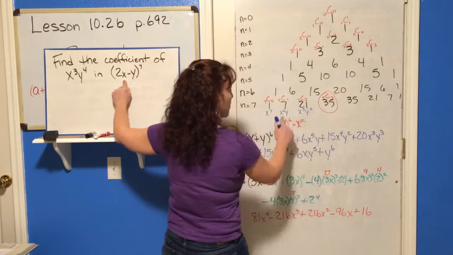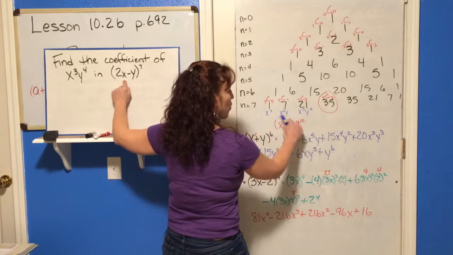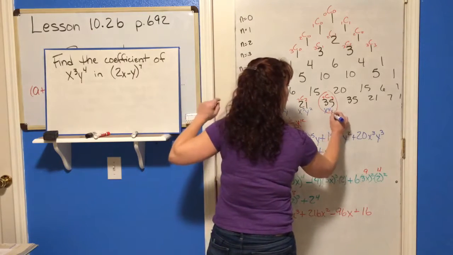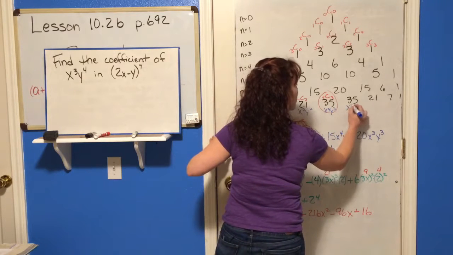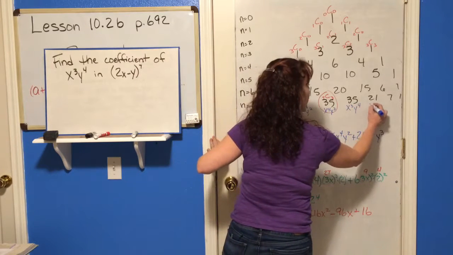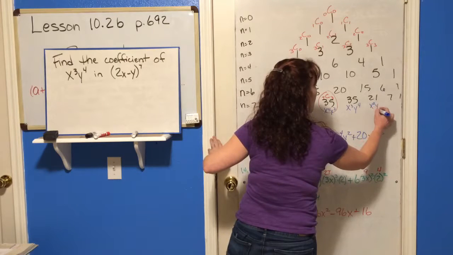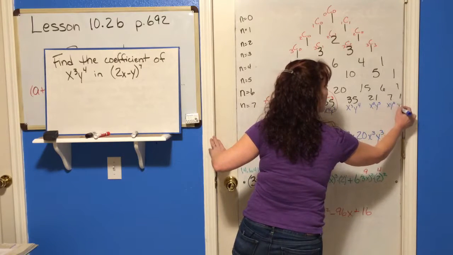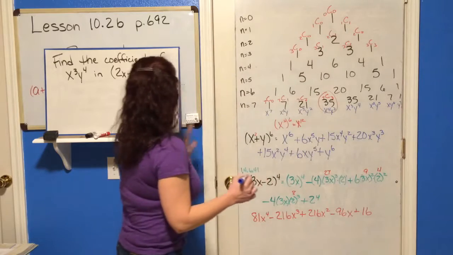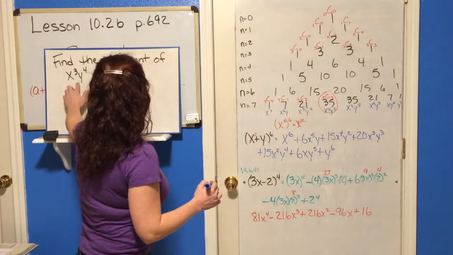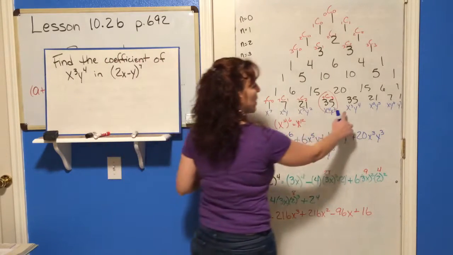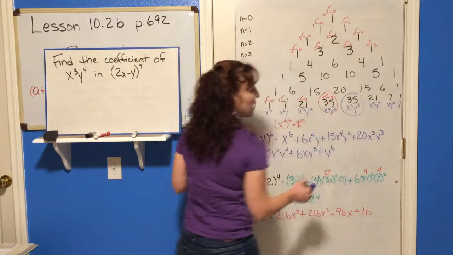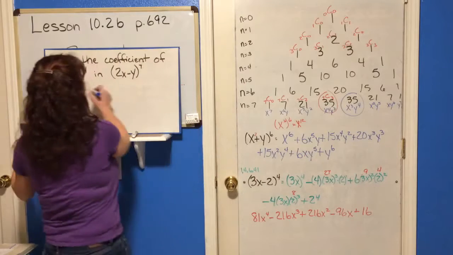Do you see where I'm coming up with the numbers? The x's are going down, the y's are going up. This is going to be x to the 4th, y cubed, x to the 3rd, y to the 4th, x squared, y to the 5th, x, y to the 6th, and y to the 7th. So we're looking for x cubed y to the 4th. So the coefficient is 35.